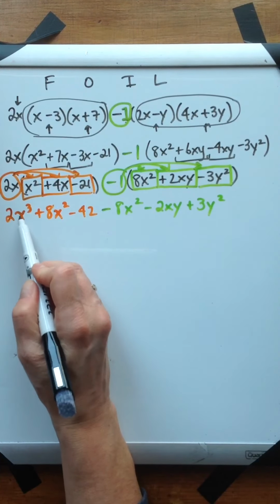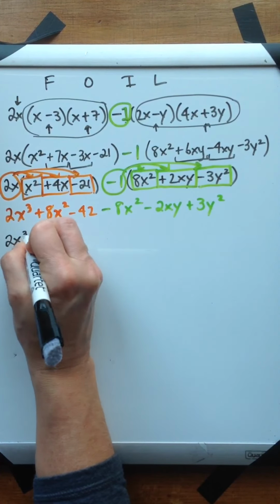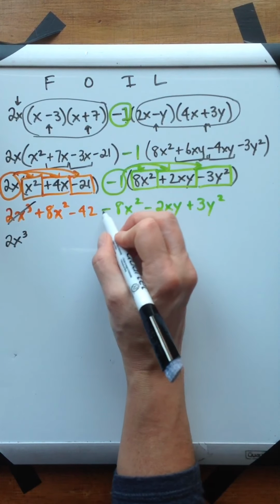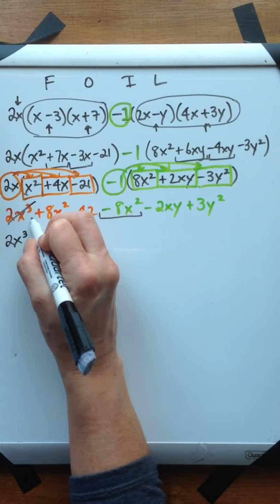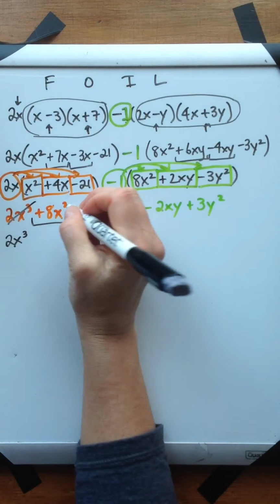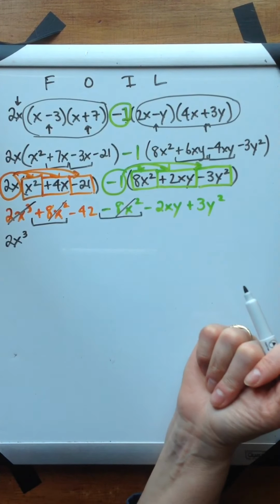Now, let's skim through and see if we see any terms that are like. I don't see any other x cubed terms, so that one's okay. We'll rewrite it as is. Here's an 8x squared, but here's a -8x squared. So they're present in equal quantities but opposite signs, which means they cancel each other out to become 0. So I have nothing to write there.